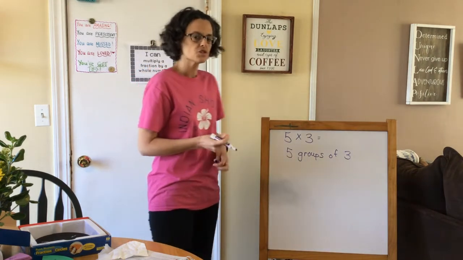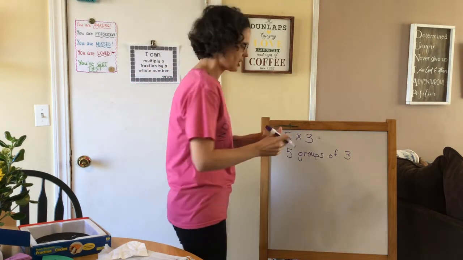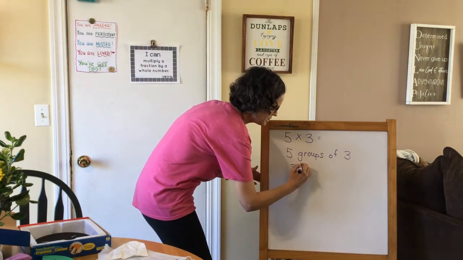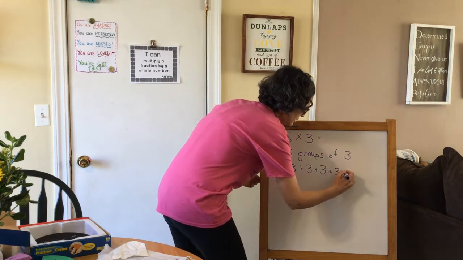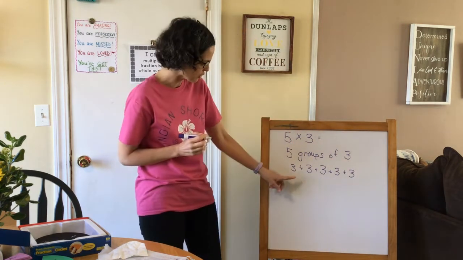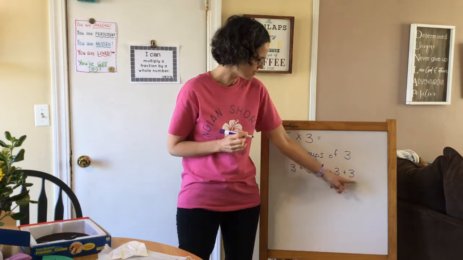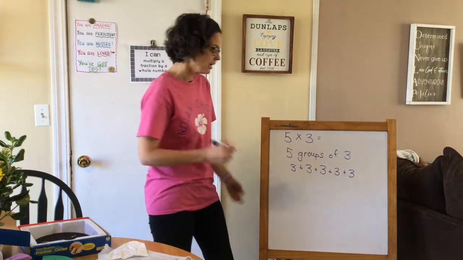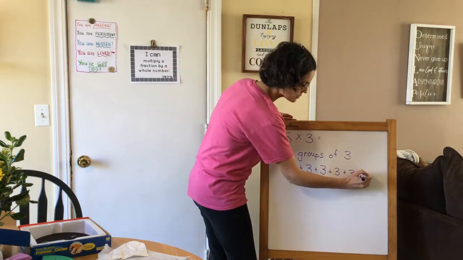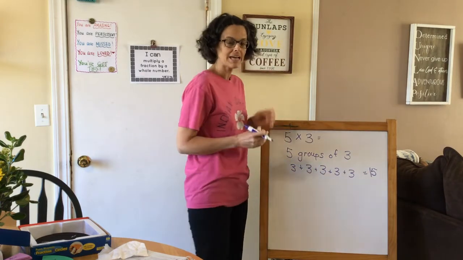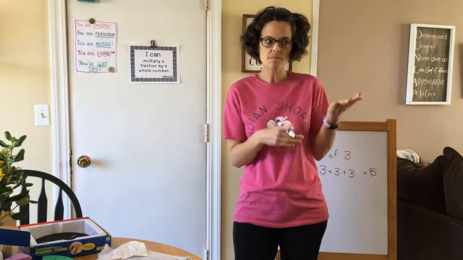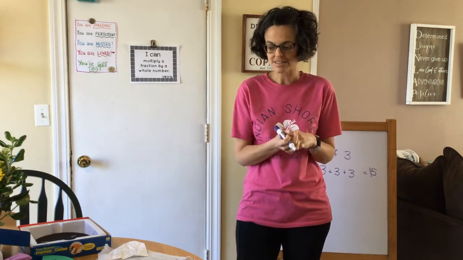5 groups of 3. So I could think of it as repeated addition. I could think of it as 3 plus 3 plus 3 plus 3 plus 3. 5 groups. 1, 2, 3, 4, 5. 5 groups of 3. Now if I add all these up, I know it's going to equal 15. Well, when I multiply a whole number and a fraction, you think of it the same way.